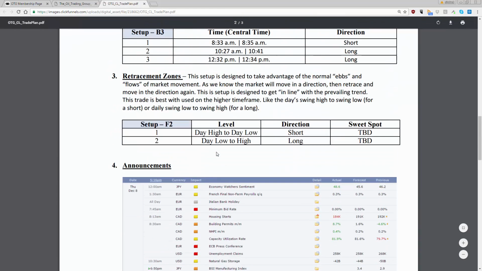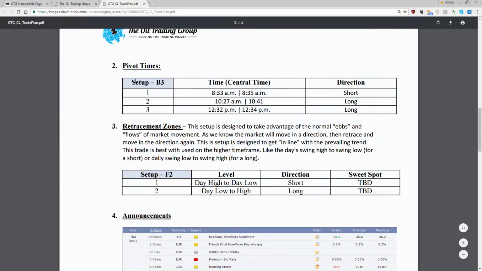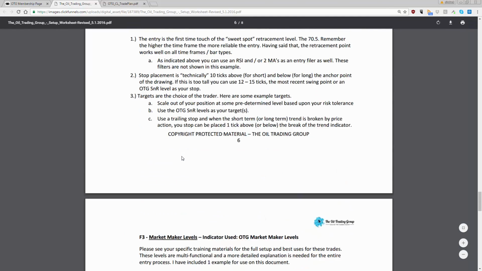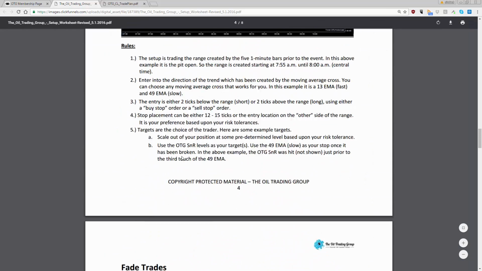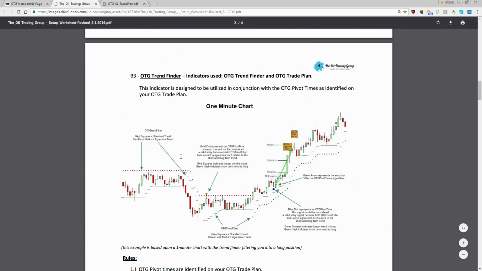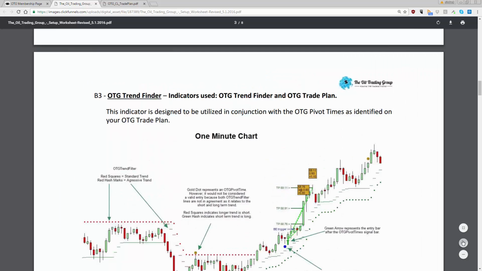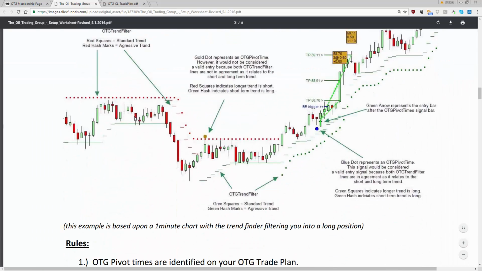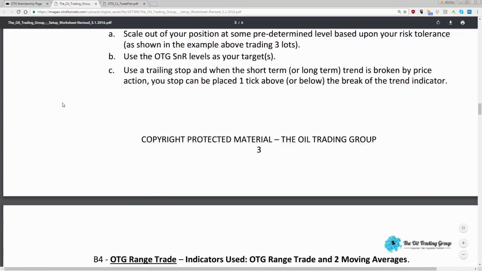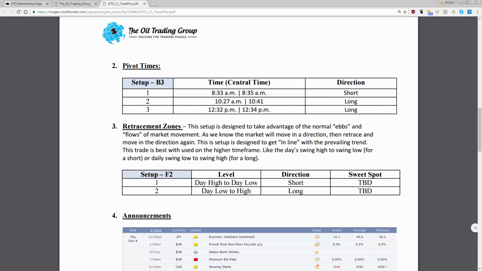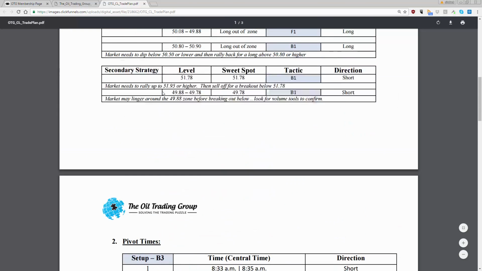So let's go back here to the trade plan. If you look here at the pivot times, this is set up B3. So that's the tactic that you would be using to enter into this particular trade. So you scroll back up through your tactics worksheet, and here is B3, and you use the OTG trend finder, and of course your OTG trade plan, and you have a pretty in-depth chart discussion here, followed by the rules, etc. So this is your tactic on your trade plan.